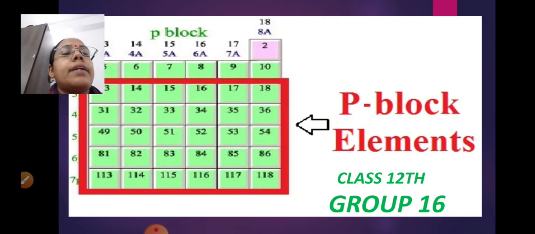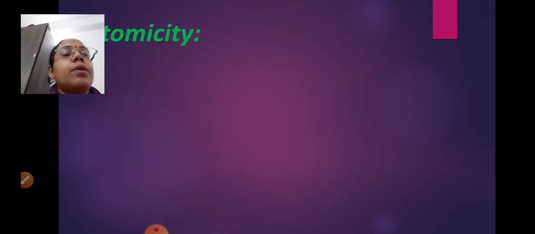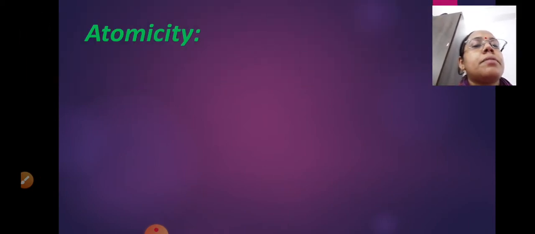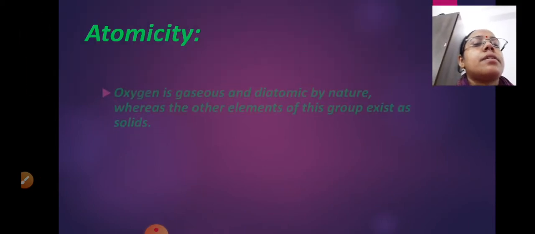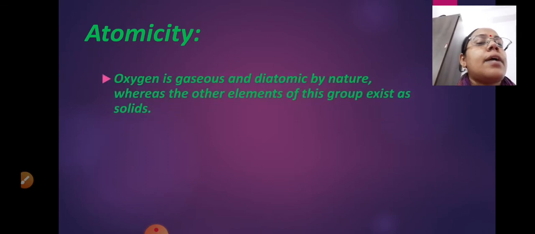As you all know, we are discussing the chapter P block elements, and in that, we are discussing group 16 elements. Okay, so let us proceed with that only. Today, we are going to discuss atomicity first. Now, what is atomicity? See, atomicity means in what atomic state it is found in nature.